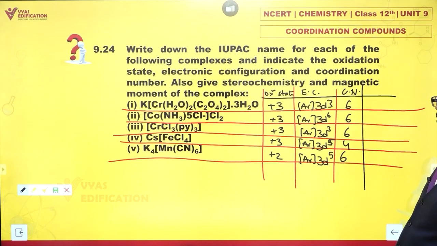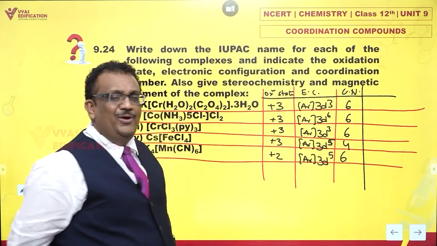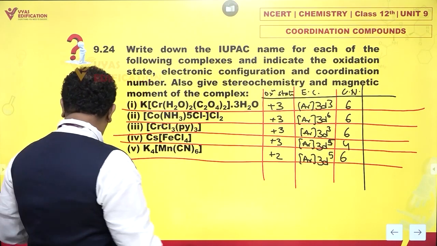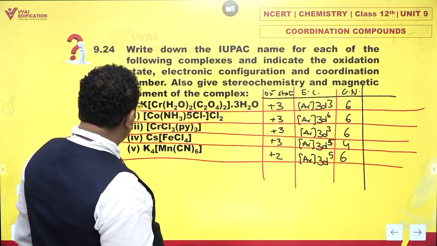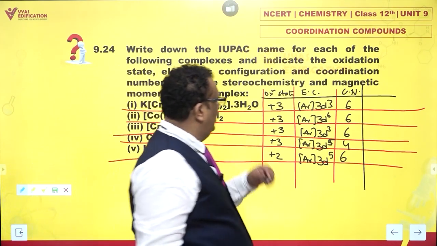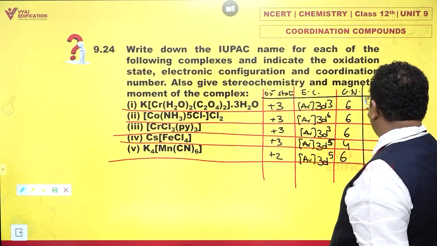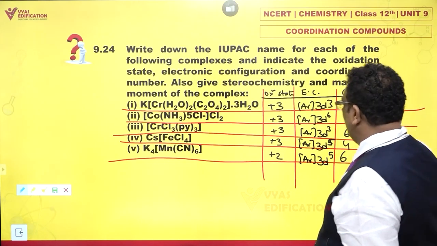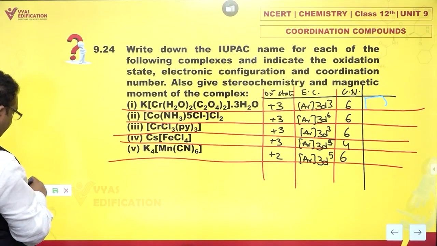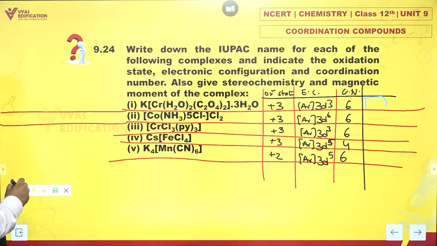Now we need electronic configuration and magnetic moments. This is the most crucial portion. Let me draw a box diagram for you. We would need space for the boxes. Aqua and oxalate are all weak field ligands, let's not forget. There's no space here, so I'll extend this and draw boxes here. Let me just take the first one.